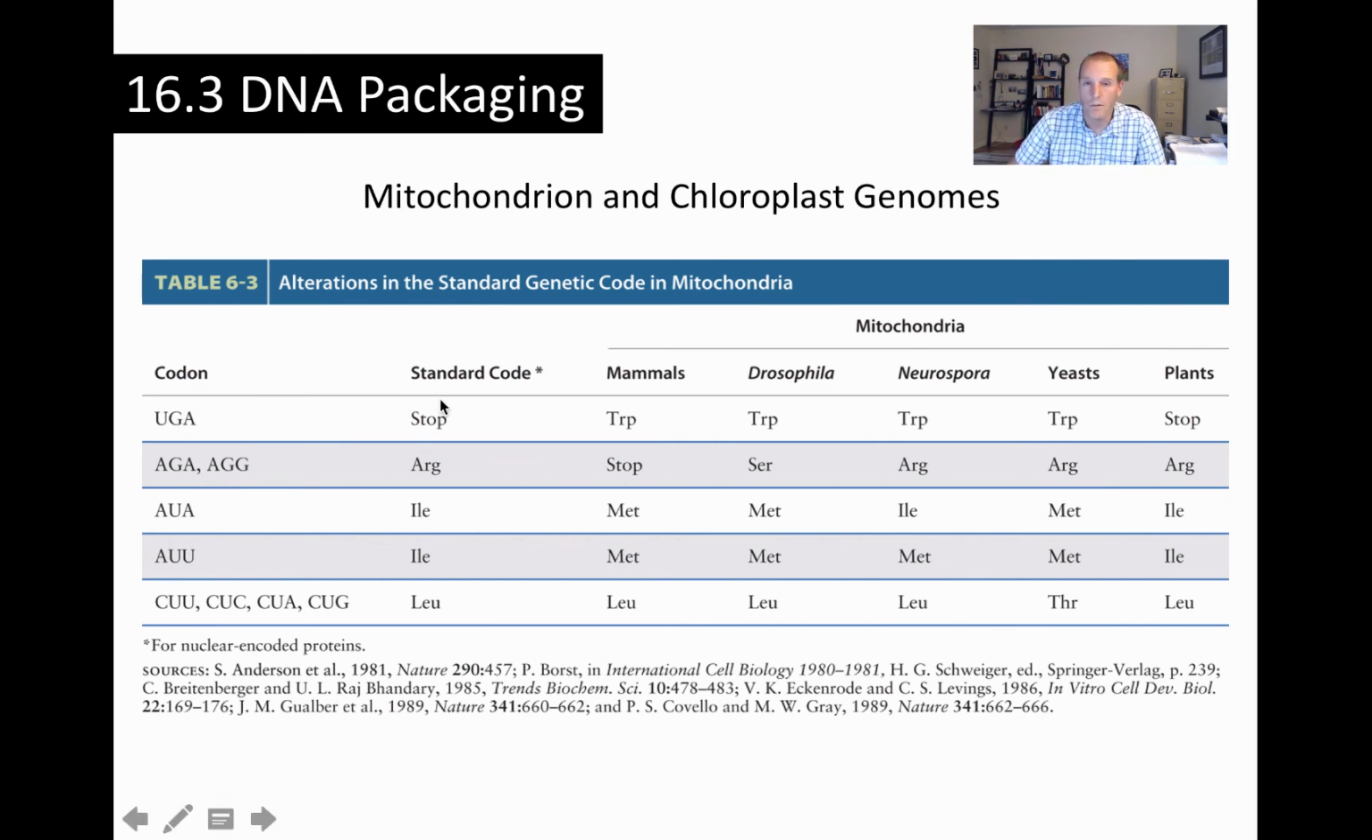UGA is normally a stop codon, so in the standard genetic code, UGA is a stop codon. In the mitochondria of mammals, Drosophila, Neurospora, which is a type of fungus, and yeasts, another fungus, UGA actually codes for tryptophan. So there's variation in the genetic code there. In plant mitochondria, it's a stop codon. So you can just take a look at this, and you can see that there is significant variation in the genetic code when you look at the mitochondria and compare it to the genetic code that's used to interpret the information in the nuclear genome. And again, that speaks to some support for the endosymbiotic theory that we just talked about.